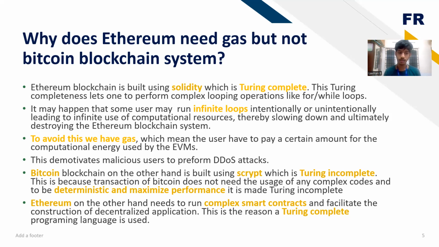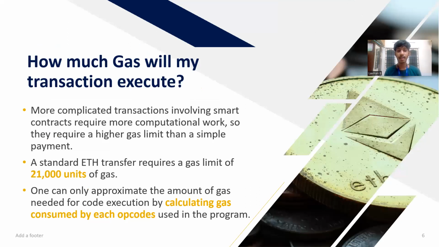For this very reason, we have the concept of gas in Ethereum, but not in Bitcoin. So as simple as it is. So how much gas will my transaction execute? As I told you, for every transaction or execution of a smart contract, you need gas. So the more complex your code or your smart contract is, the more gas you will need.